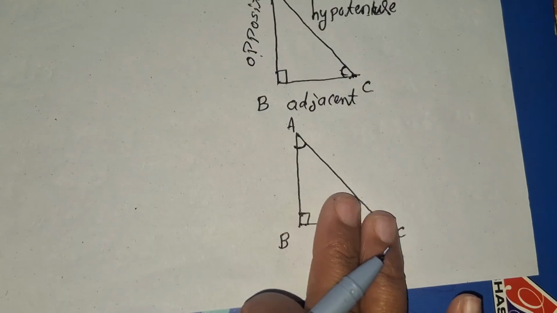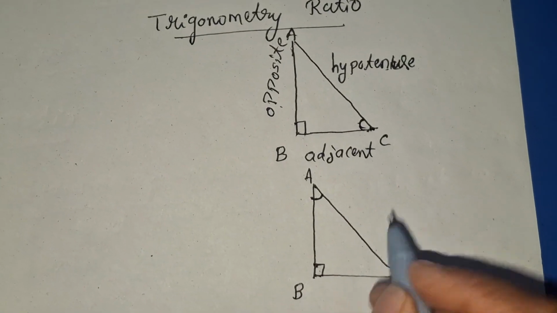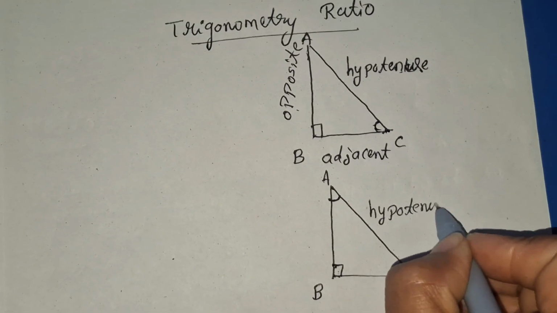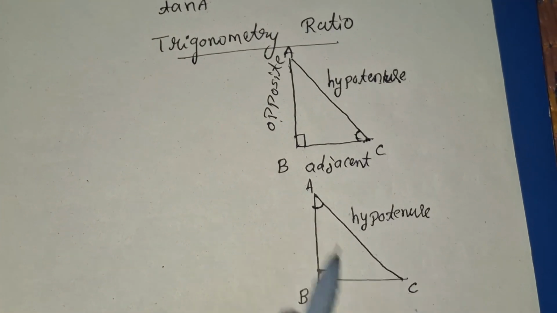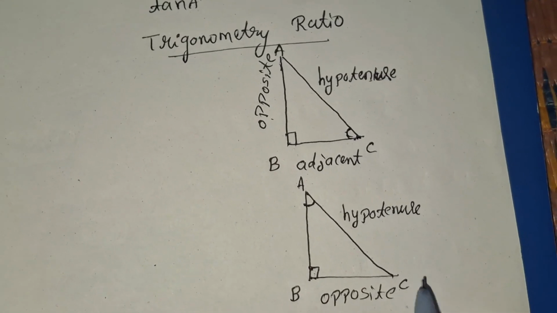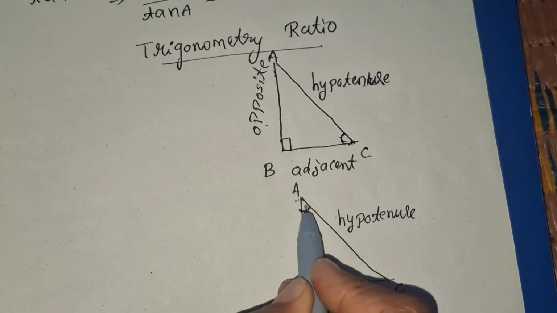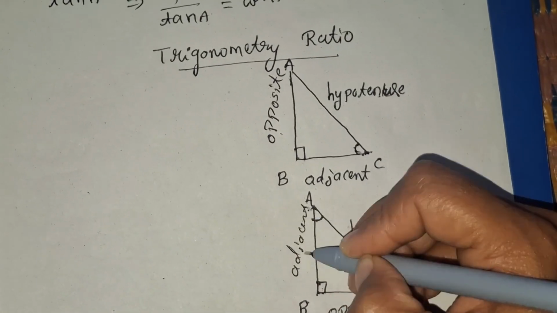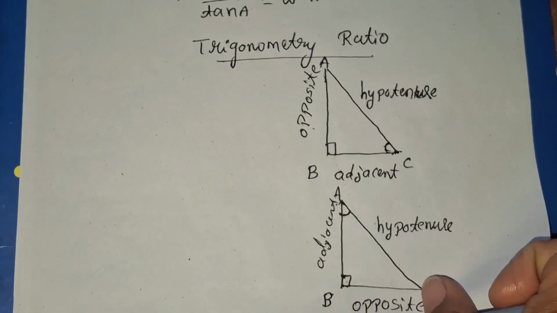What is the longest side in this right angle triangle, the side opposite the right angle? The side opposite the right angle is AC. So this is the hypotenuse. Next, which one is opposite to the acute angle? BC. This is the opposite side. Next, which one is the adjacent side? AB and AC are line segments joining the same vertex, so this is the adjacent side. So dear children, I hope you understand this concept, trigonometry ratio.